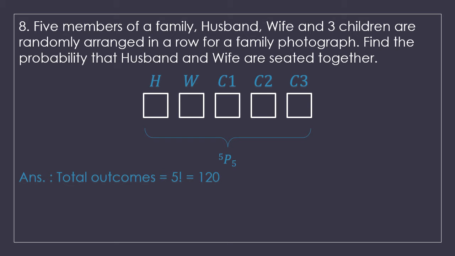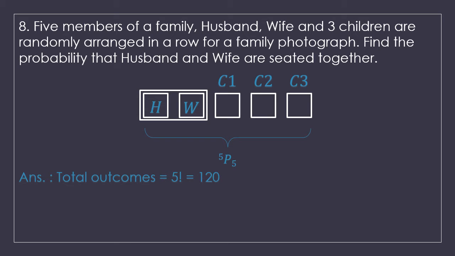Now, coming back to our event, that husband and wife are seated together. It will be something like this. As you can see here, husband and wife are seated together. That means they are internally exchanged, but together they create a single big box. So husband and wife, I have grouped them into a single place because they are going to sit together. No matter where they go, they will keep on being together.